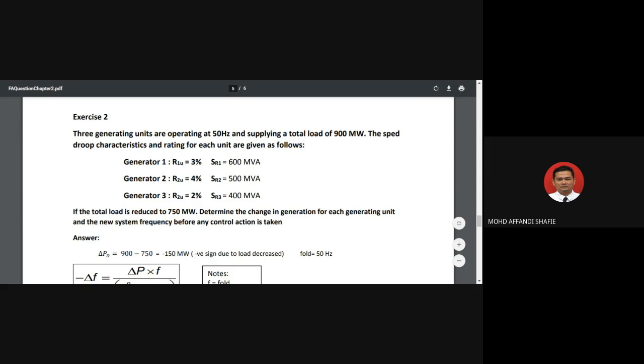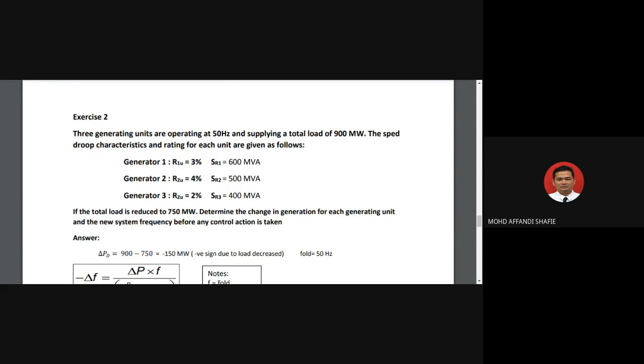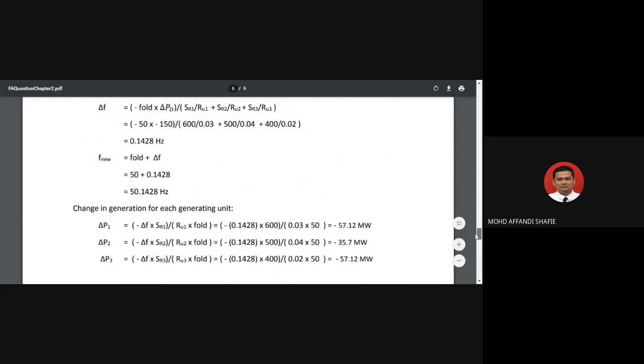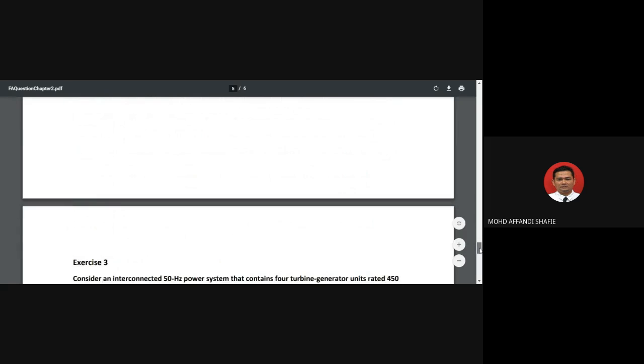Betul tak? Betul sir. Betul kan? Sebab load daripada 900 megawatt dia drop sehingga 750. Reduce to. Okay, reduce to. So you akan dapat yang ni and then yang sama you buat. So you akan dapat kat sini. Okay tak? Faham tak ni?